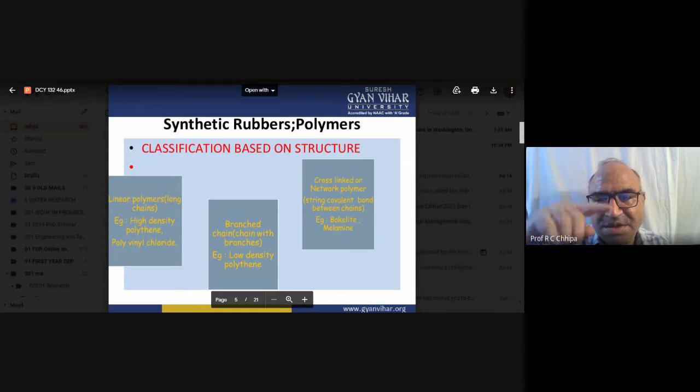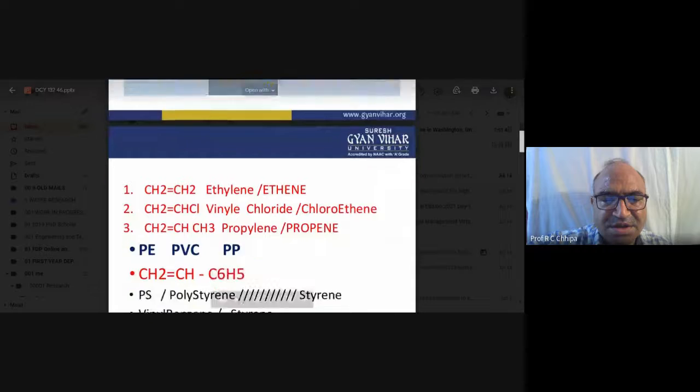So here we have linear, branched polyisobutylene, and then the cross-linking, the vulcanization, with sulfur in between the molecules. This is because there is the double bond, and between two carbon atoms, the sulfur is there. So we can say this is one of the classifications, and that can be utilized.